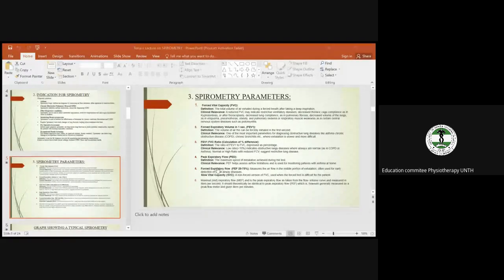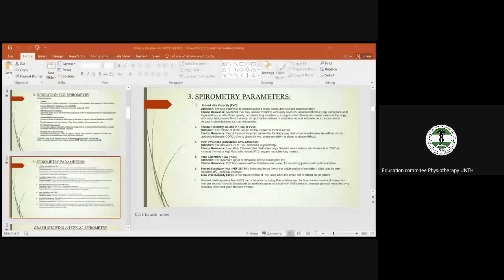FVC can indicate restrictive ventilatory disease. Decreased chest wall compliance, as in kyphoscoliosis or after thoracoplasty. That is the operation done, the surgery done in the chest. Decreased lung compliance, as in pulmonary fibrosis.